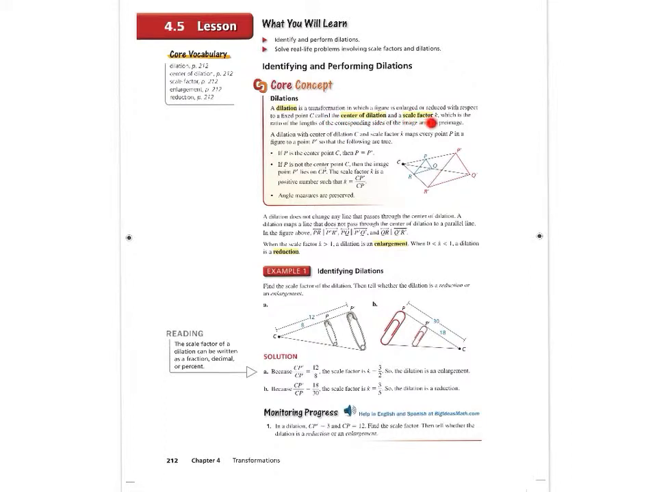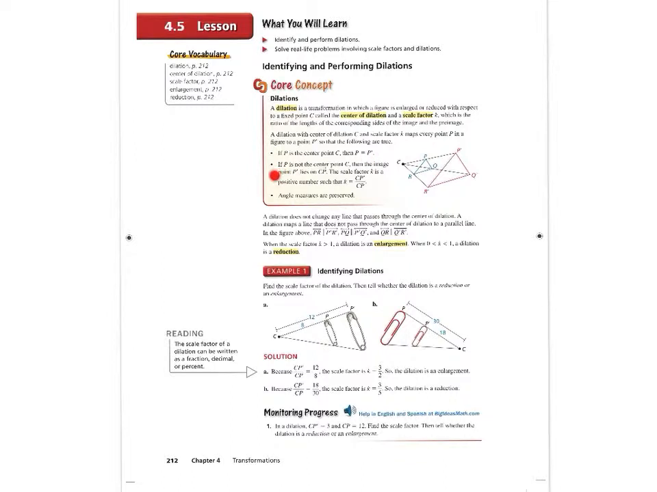We use a scale factor known as K, which is the ratio of the lengths of the corresponding sides of the image and the pre-image. A dilation with center of dilation C and scale factor K maps every point P in a figure to a point P prime so that the following are true. We have three bulleted statements, in other words, properties of dilation. The first property is if P is the center point C, then point P is equal to point P prime.